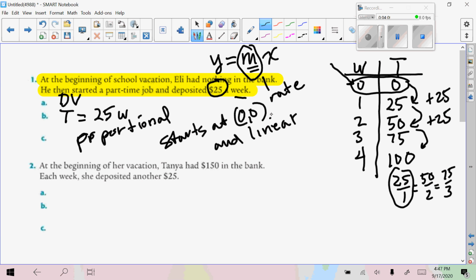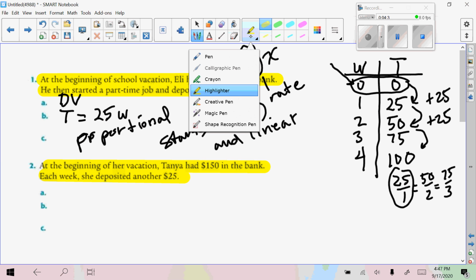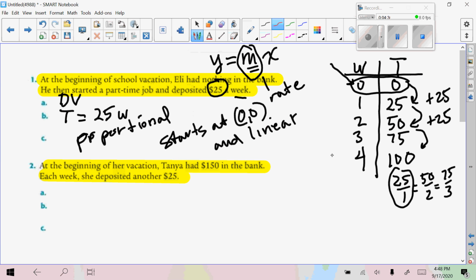All right, so let's try another problem, and then I'll let you try some. At the beginning of her vacation, Tanya had 150 in the bank. Each week she deposited another $25. So she's depositing $25 just like Eli. Okay, we'll make her table in red here so we don't mix them up. So again, we have weeks and we have the total money in the bank.